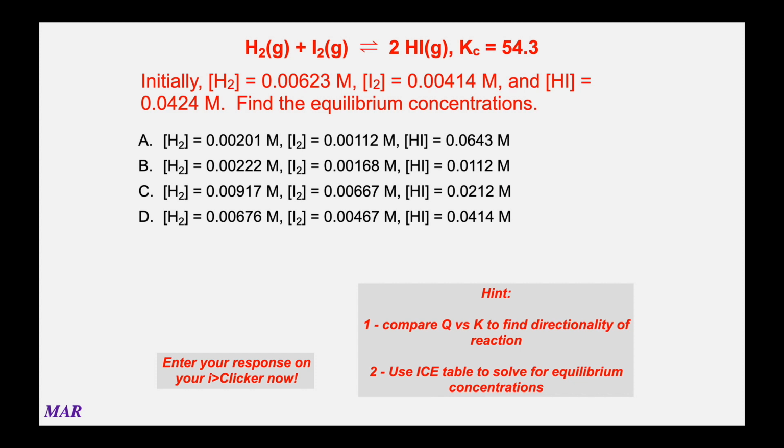In this reaction, we're looking at hydrogen plus iodine making 2HI, and the Kc, the equilibrium constant, is 54.3, so product favored. Now, initially, we have a hydrogen concentration, an iodine concentration, and an HI concentration. Those are initial concentrations. And what we want to do in this problem is find the equilibrium concentrations of all 3 species. And you can see the different answer possibilities right there.